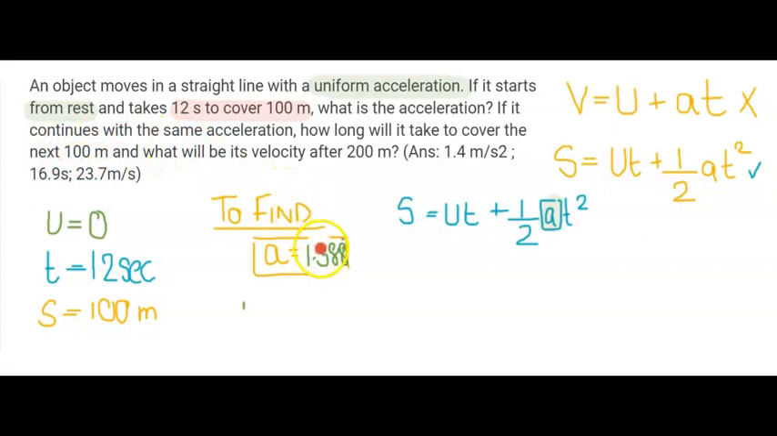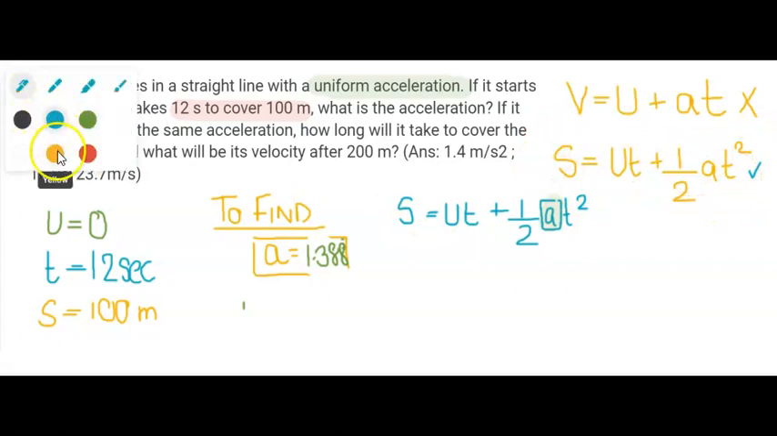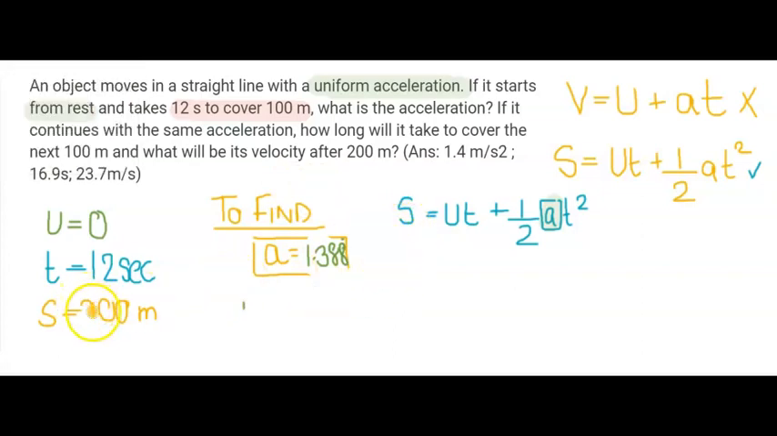So to do that one, I don't have the final velocity, so I can't use this equation. This is the equation I can use, but it's going to be a little bit tricky. Now the total distance is 100 plus another 100, so altogether it will be 200 meters. To do that one, use that one. Time is the missing one.